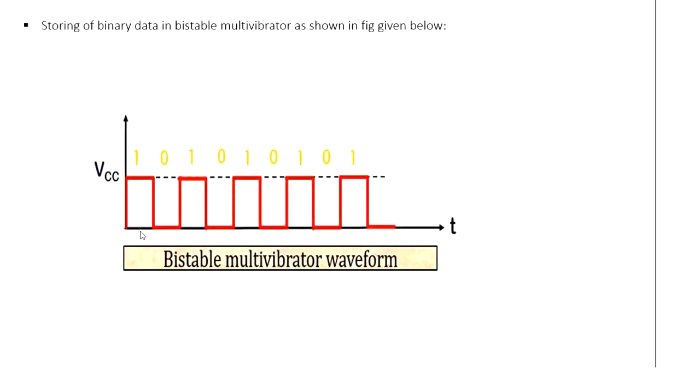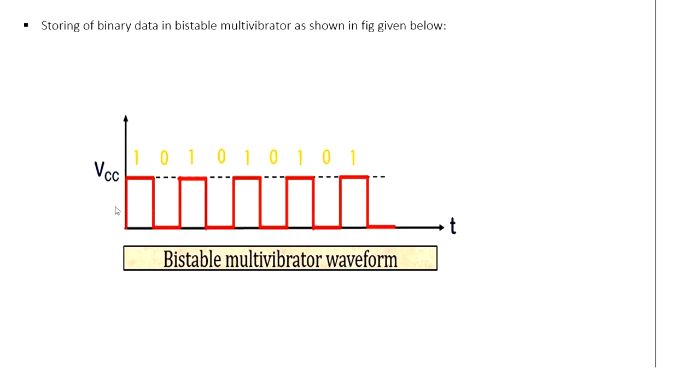This slide shows how we store binary data by using the bistable multivibrator. We store the binary data in such a way that when the Q1 load is in the cutoff state and the Q2 load is in the saturation state, both remain in their states until we apply an external trigger pulse in order to change the states. One transistor load shows one binary number, and the other load shows the other binary number.